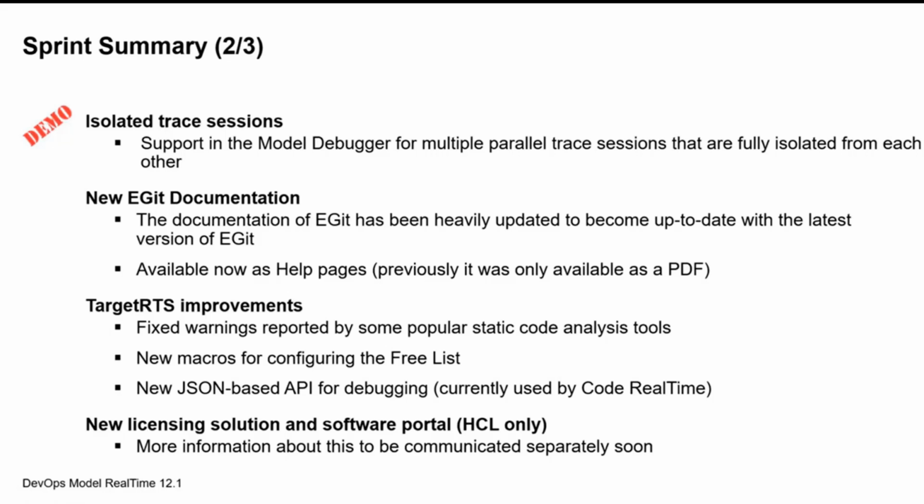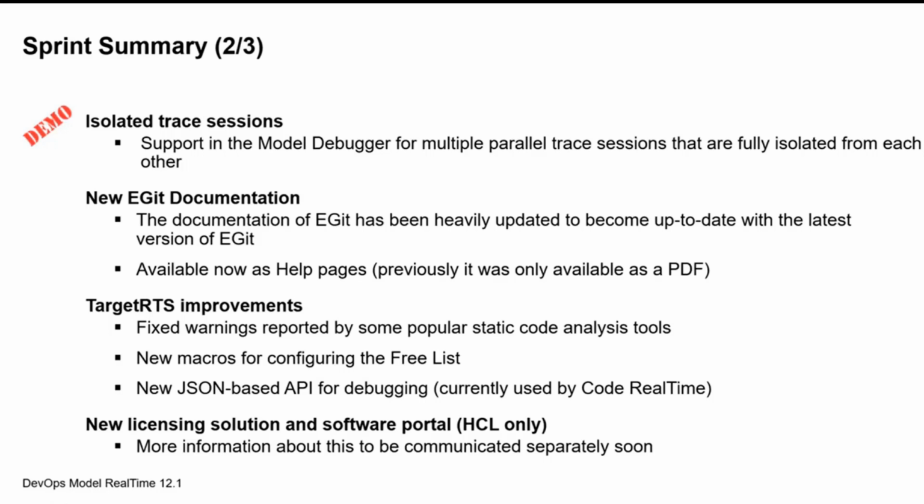The free list is the area in the target RTS where messages that are not currently participating in any communication are stored. It's important for application performance that you can control the size of the free list, both the minimum and maximum size, and also how many messages each message block in the free list should contain. Previously these values were hard-coded, now they are configurable by means of new settings or macros.